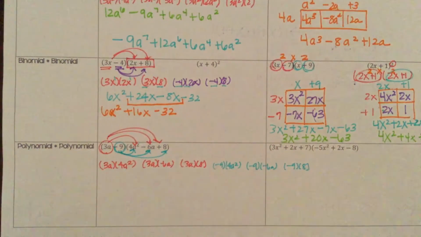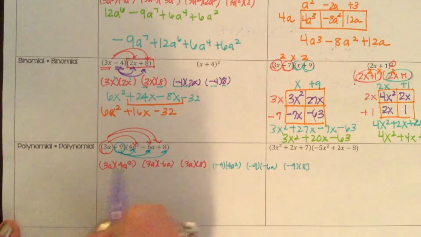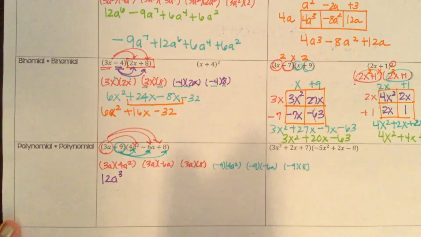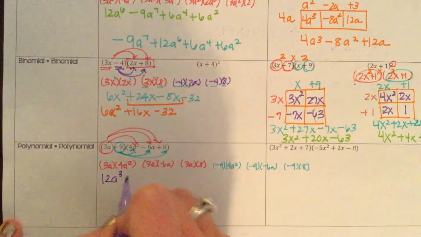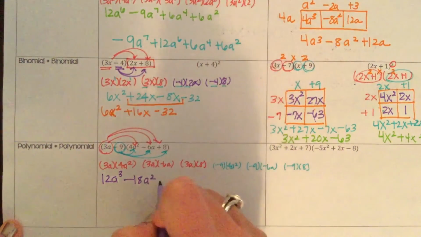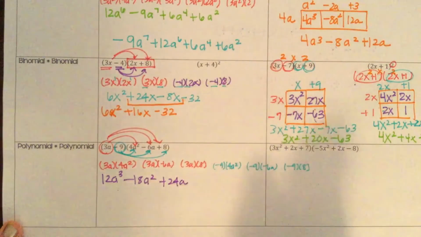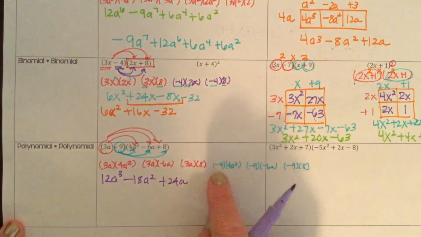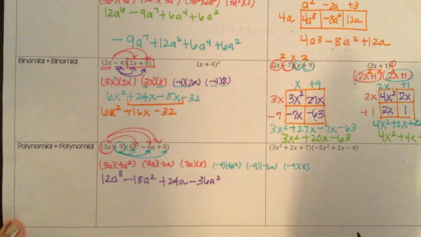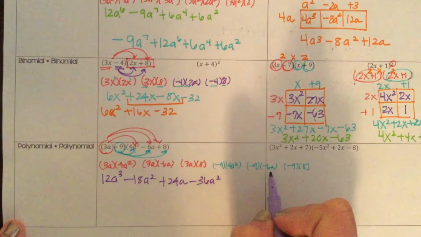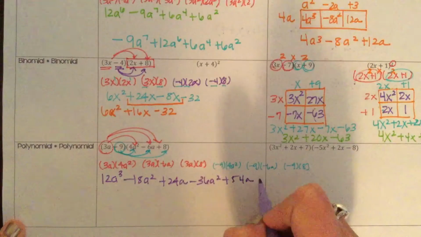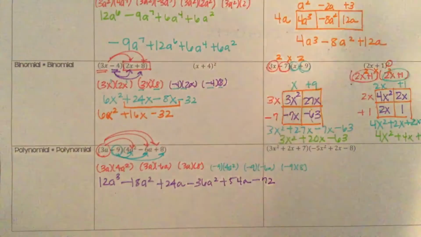Going through and multiplying, 3a times 4a squared makes 12a to the third power. 3a times negative 6a gives us negative 18a squared. And 3a times 8 is 24a. With our second set of distributing, negative 9 times 4 is negative 36a squared. Negative 9 times negative 6a gives me a positive 54a, and then negative 9 times 8 is negative 72.